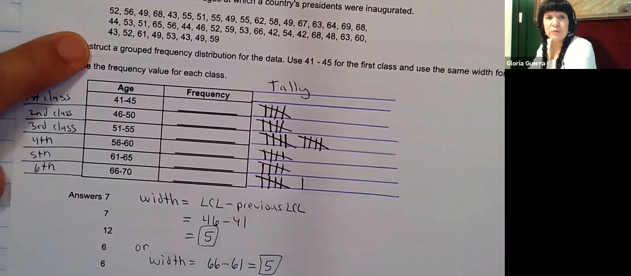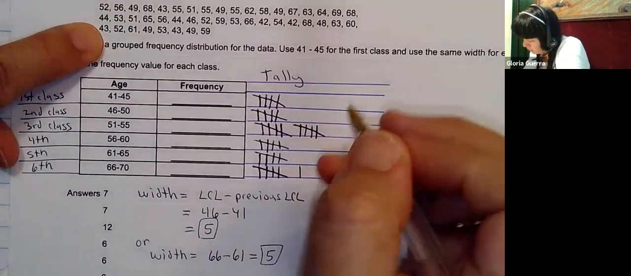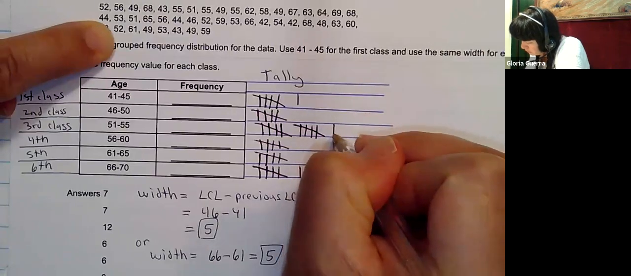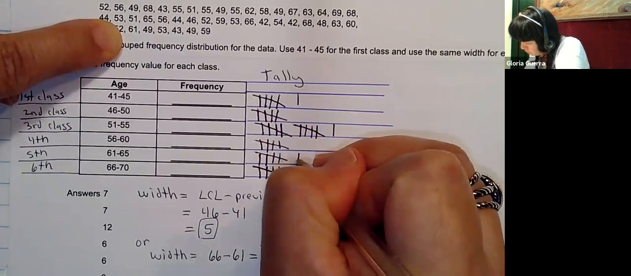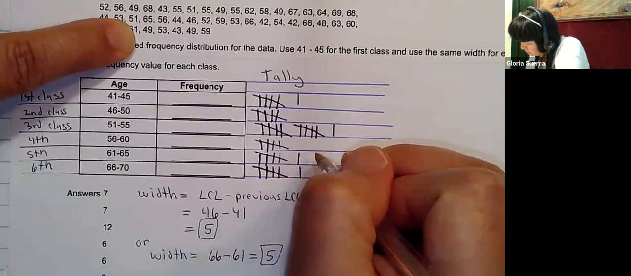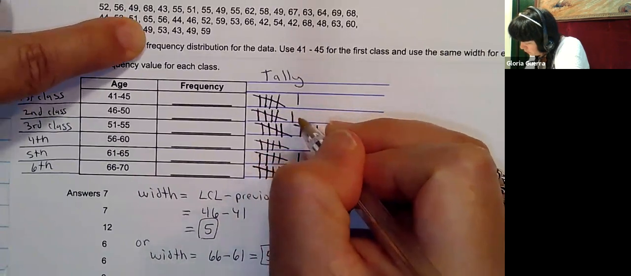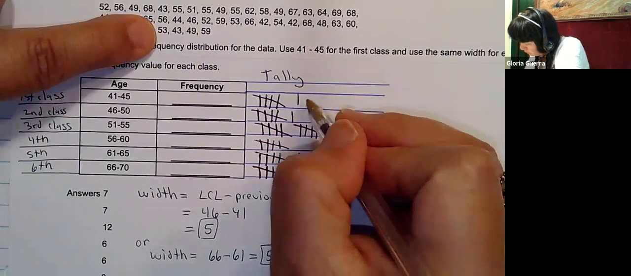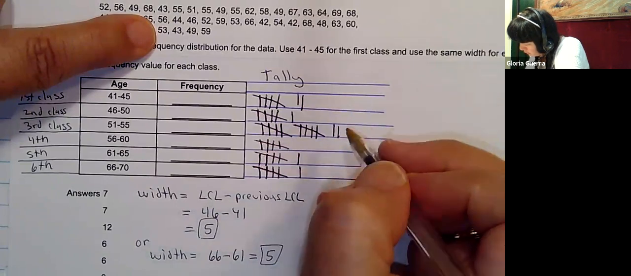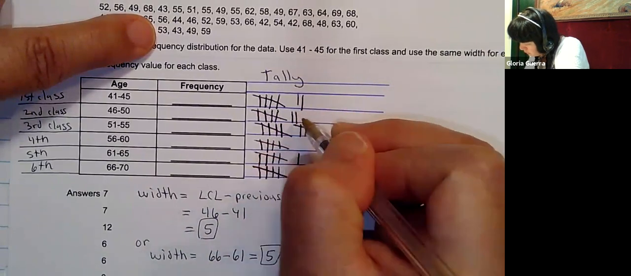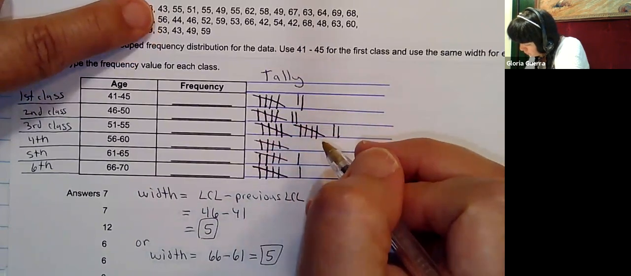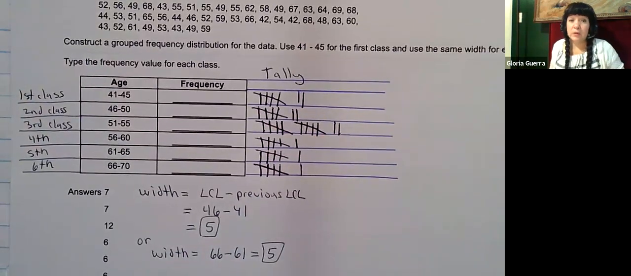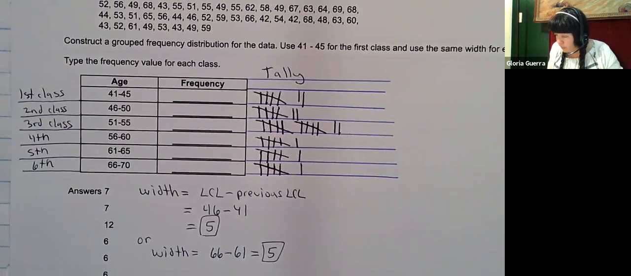Okay, so now we just need this last row here. 43, first one. 52, third one. 61, fifth one. 49, second one. 53, third one. 43, first one. 49, second one. And then 59, fourth one.